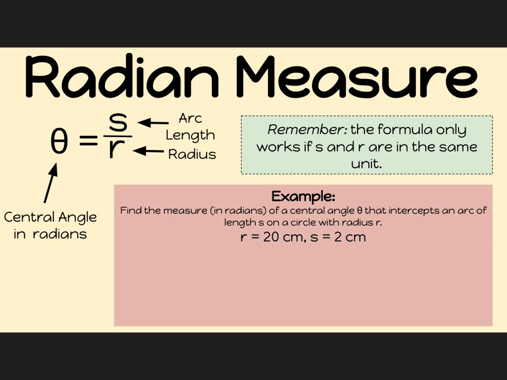So the formula you're going to use is theta. Theta represents the central angle in radians, and that equals S divided by R. S is arc length, R is radius. And then I just put, remember the formula only works if S and R are in the same unit. So if they're not, you would need to do a conversion.